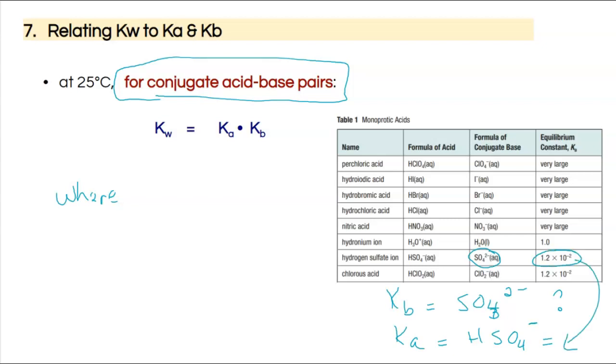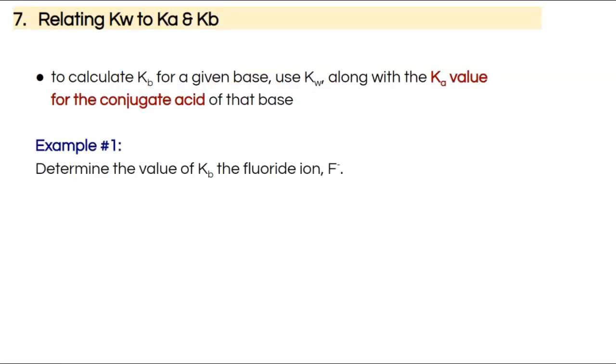Okay, so without further ado, let's take a look at a practice question. In this question, it's asking you to determine the Kb for the fluoride ion. So again, we're going to remember that to calculate the Kb for a particular substance, we're going to use Kw along with the Ka value for the conjugate acid. So here are a couple of reminders. First of all, Kw is equal to 1.0 times 10 to the negative 14. And we're going to assume that this reaction is taking place at 25 degrees Celsius.